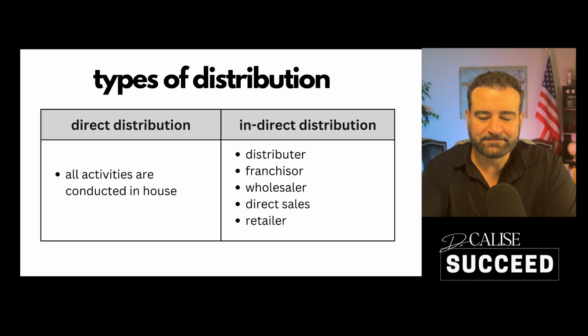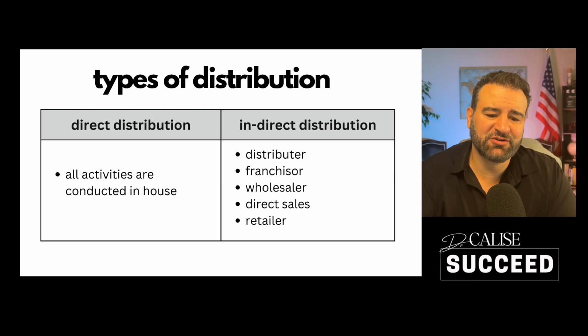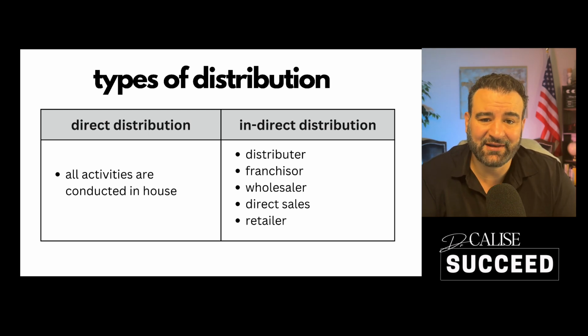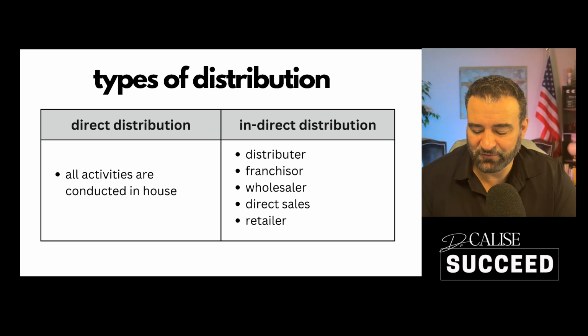All right. This is where we talk about different types of distribution. Direct distribution, all activities are in-house. So you are going to manage the warehousing, the distribution, the selling, and everything. Everything's in-house. Or indirect distribution, where you're going to get a distributor or a franchisor or a wholesaler or a direct seller or a retailer to actually sell your products or services. Okay, which one do you want to go with? And you might do an option. You might do some stuff yourself, some stuff indirect. A lot of companies nowadays, because our economy is so integrated, will actually do a combination of both. All right.